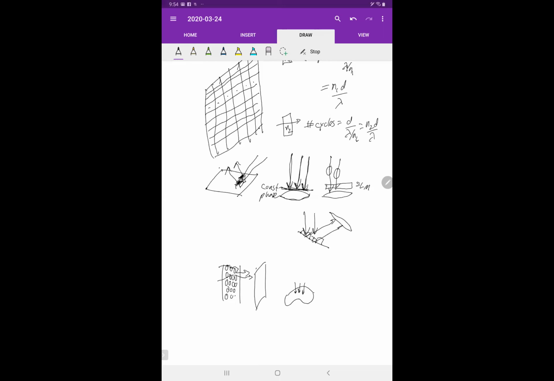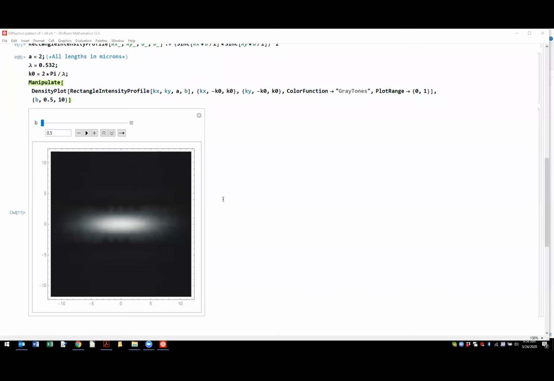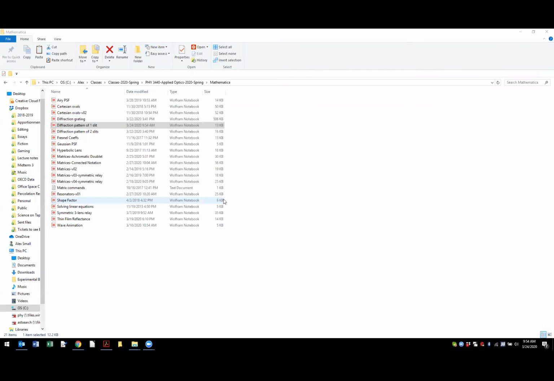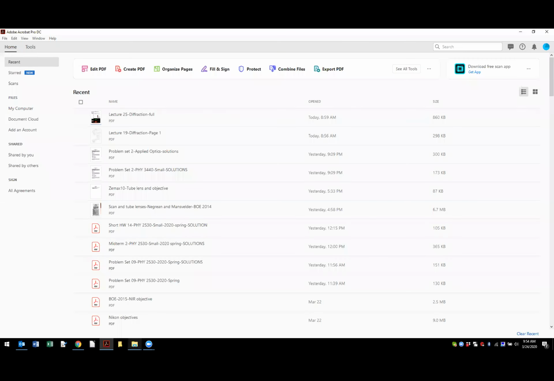All right, I've gone pretty far afield. I want to just say a little bit more about interference and diffraction. So let's close this one. Let's go to some other notes.